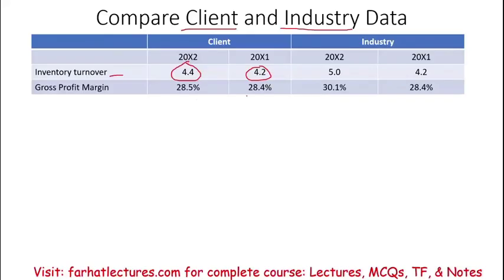Their gross profit margin went from 28.4 to 28.5, practically stable. Actually, it went up. So far, if we look at this, it looks like the company is stable from year to year. Nothing unusual. That's normal. Inventory turnover, we're still selling inventory basically at the same level or a little bit faster, and our profit margin did not deteriorate, it did not improve, but it's hard to improve profit margin. Let's look at the industry.